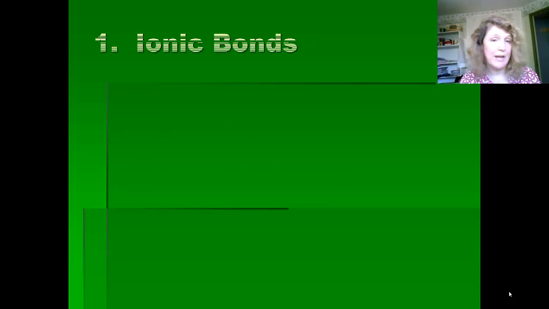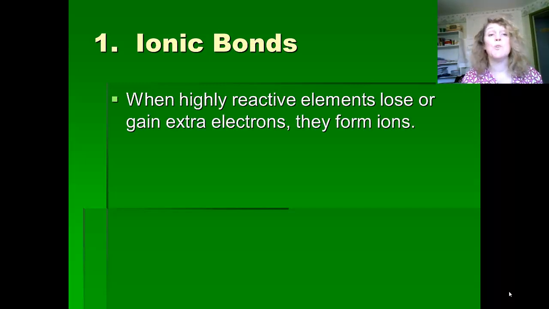The first way is called an ionic bond. That's I-O-N-I-C, ionic bond. And this forms when highly reactive elements lose or gain extra electrons. When that happens, they form ions.